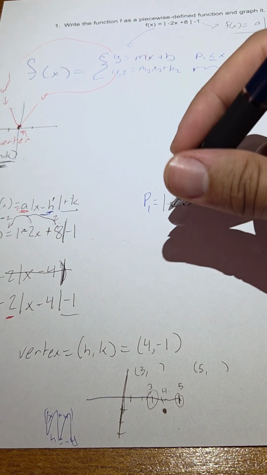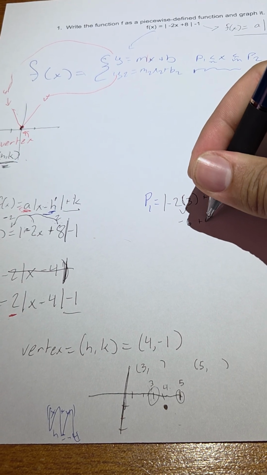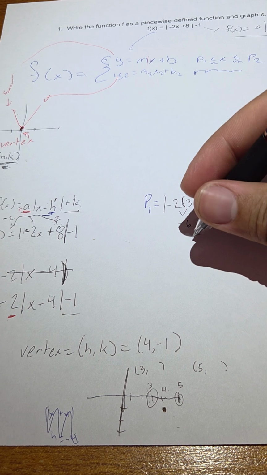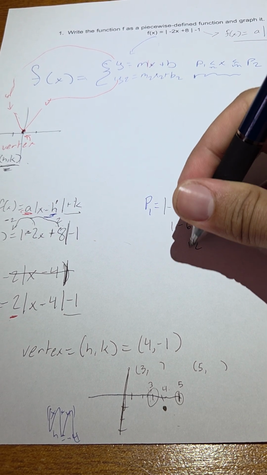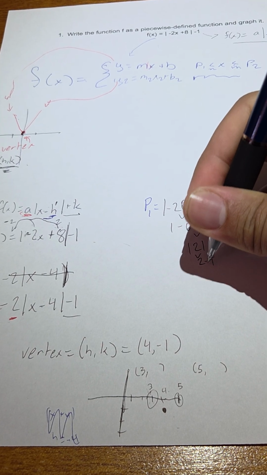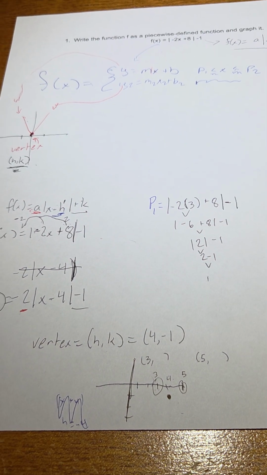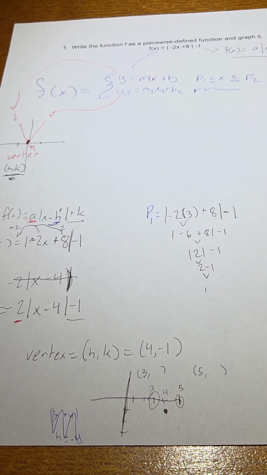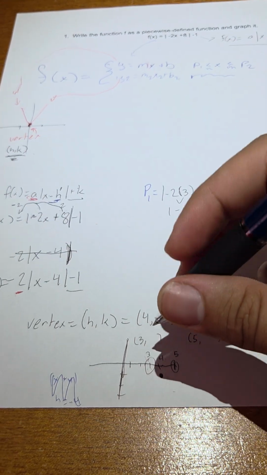All right, and now we solve this. This ends up being negative 6 plus 8. This ends up being the absolute value of 2, minus 1. This ends up being 2 minus 1. That ends up being 1. So now this is 3 comma 1.